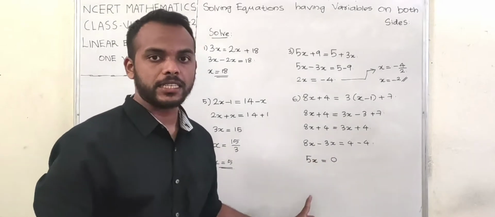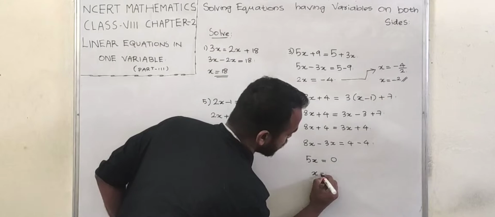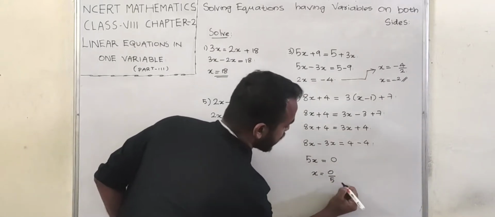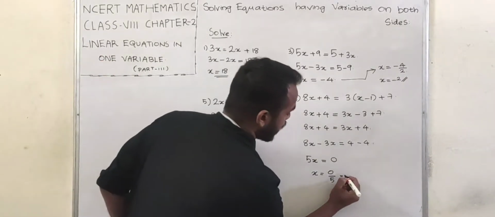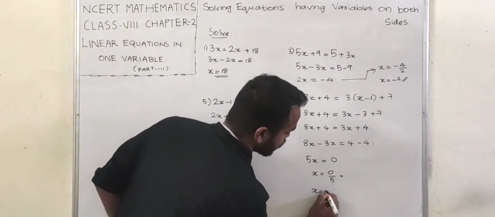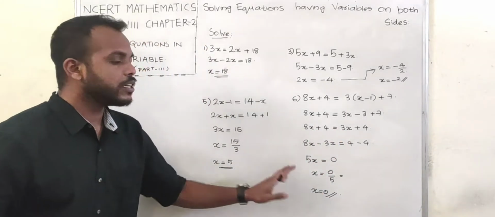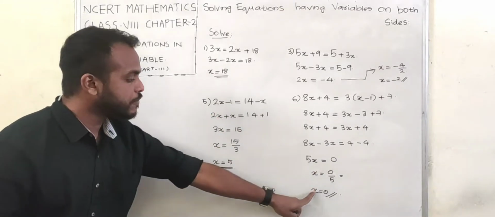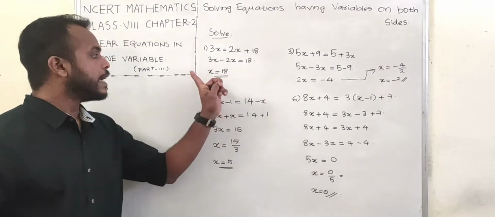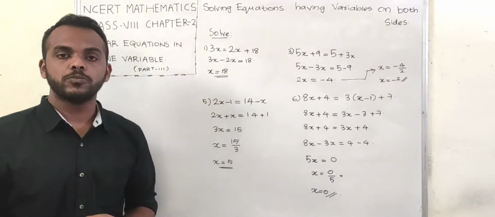So immediately you can write x is equal to 0, or to be more specific, you can say x equal to 0 divided by 5. If you divide 0 by any number, the answer is again 0. So we got x is equal to 0. That's it. Now to check whether the answer that you have got is true or false, all you need to do is put the value of x that you have got in the given equation. If the equation is satisfied, then your answer is sure.